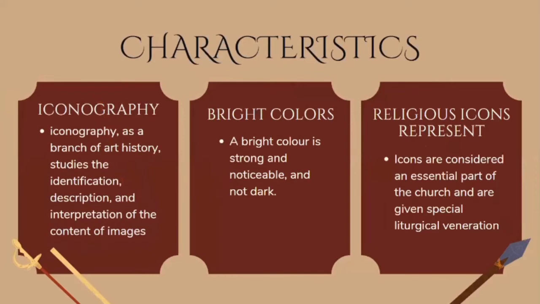Now we are moving to the characteristics of medieval art. First is the iconography. Iconography, as a branch of art history, studies the identification, description, and interpretation of the content of images. Next is bright color. A bright color is strong, noticeable, and not dark. It is used to generate emotions, create unity, and make something stand out, and generally create visual interest.